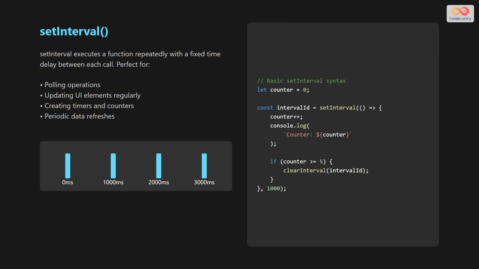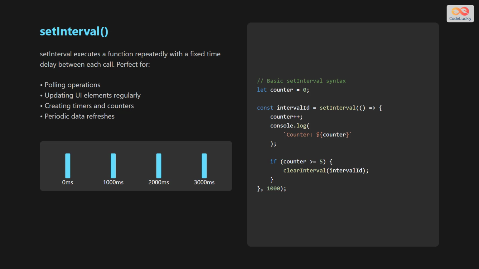The setInterval function executes a function repeatedly with a fixed time delay between each call. This is perfect for polling operations, updating user interface elements regularly, creating timers and counters, and periodic data refreshes. The timeline shows how setInterval works with equal time intervals between the function calls.